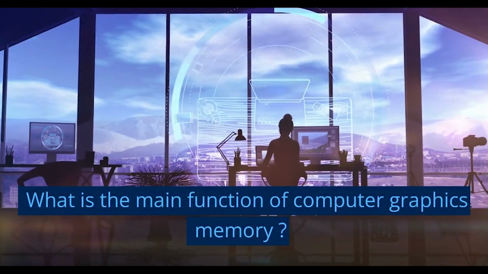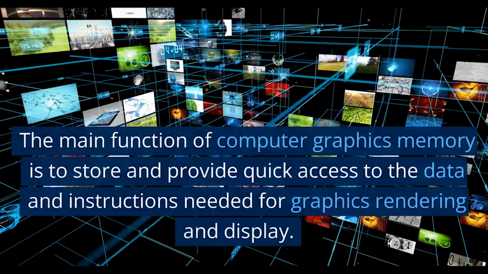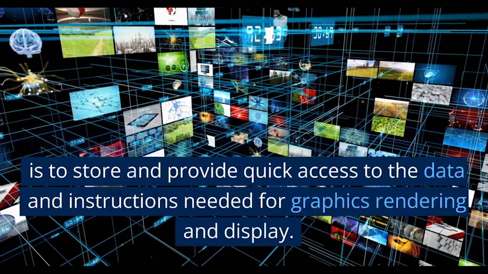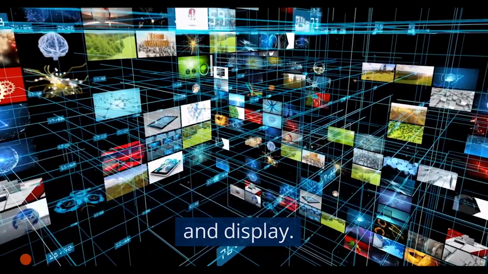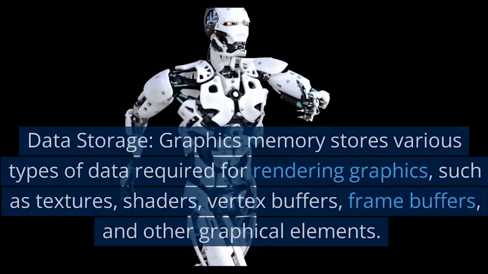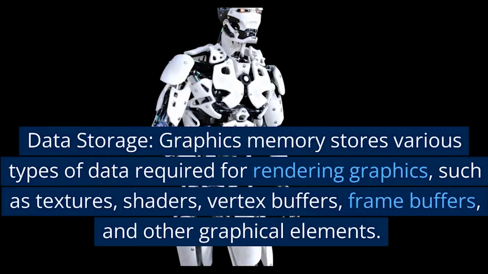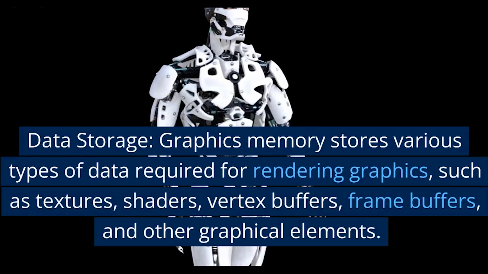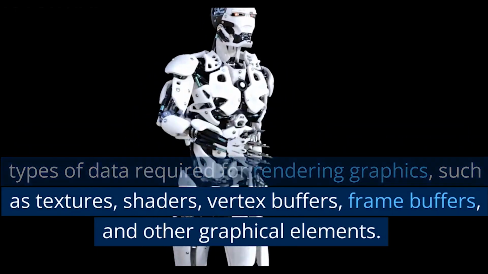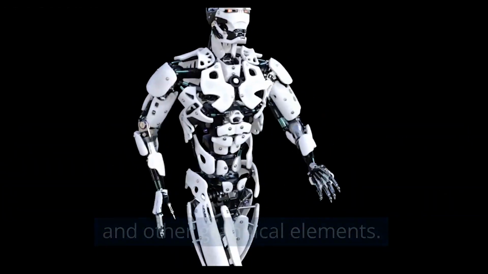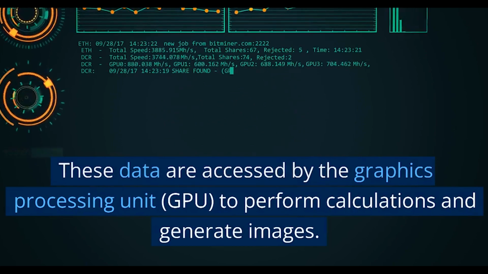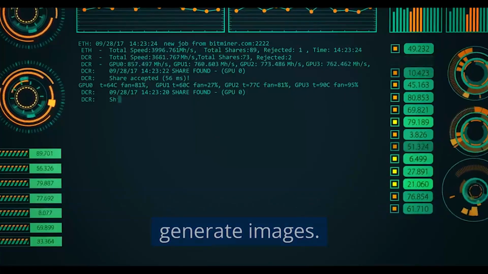What is the main function of computer graphics memory? The main function of computer graphics memory is to store and provide quick access to the data and instructions needed for graphics rendering and display. Here are the key functions performed by graphics memory. Data storage. Graphics memory stores various types of data required for rendering graphics, such as textures, shaders, vertex buffers, frame buffers, and other graphical elements. These data are accessed by the graphics processing unit, GPU, to perform calculations and generate images.